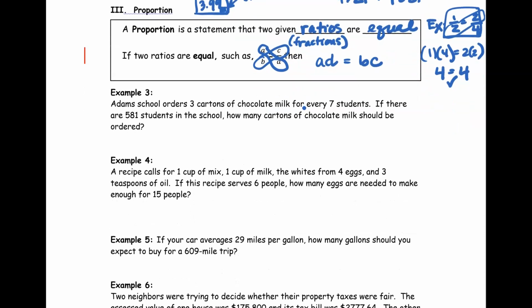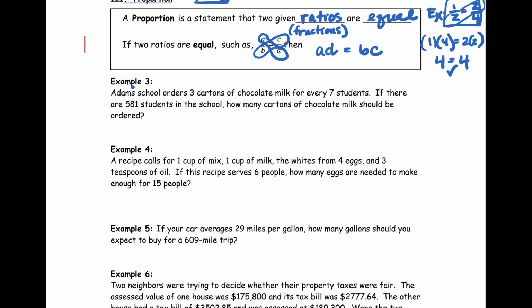So example 3, Adam's school orders 3 cartons of chocolate milk for every, so there's your rate, 3 cartons of chocolate milk for every 7 students. Now, I don't always know that I'm going to want it in a fraction like this, but I like to write it as I'm reading it, as it helps me organize my thoughts. If there are 581 students in the school, how many cartons of chocolate milk should be ordered? So we've got milk on the top and we've got students on the bottom. So 581 students can go right down here.